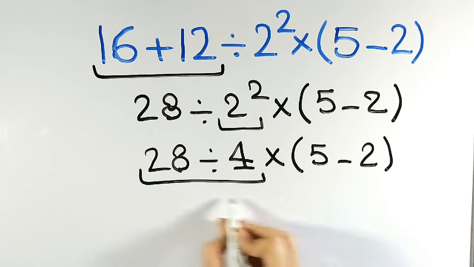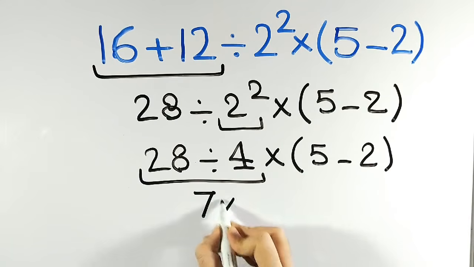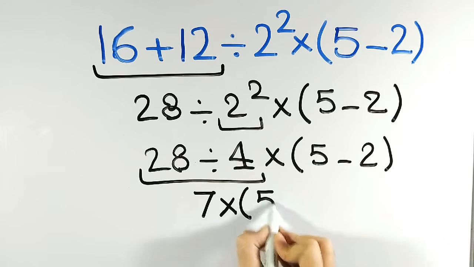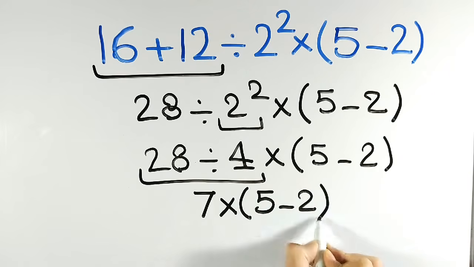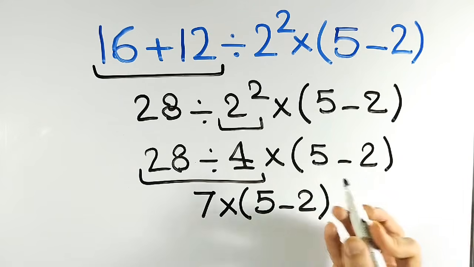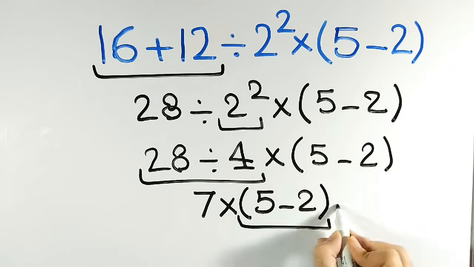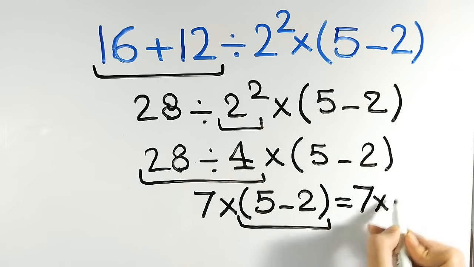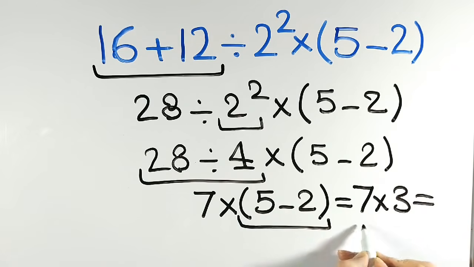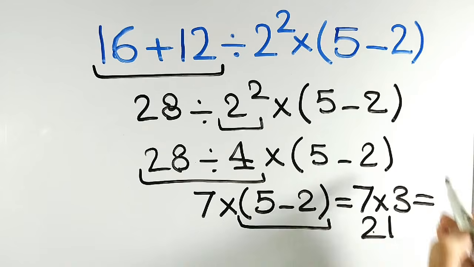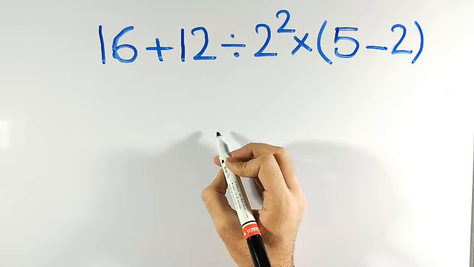And instead of this expression, they write 7 multiplied by open parenthesis 5 minus 2 close parenthesis. And the final step, they go to the expression inside the parenthesis and write this expression as 7 multiplied by 3, which finally gives them the answer 21. However, this answer is absolutely wrong.